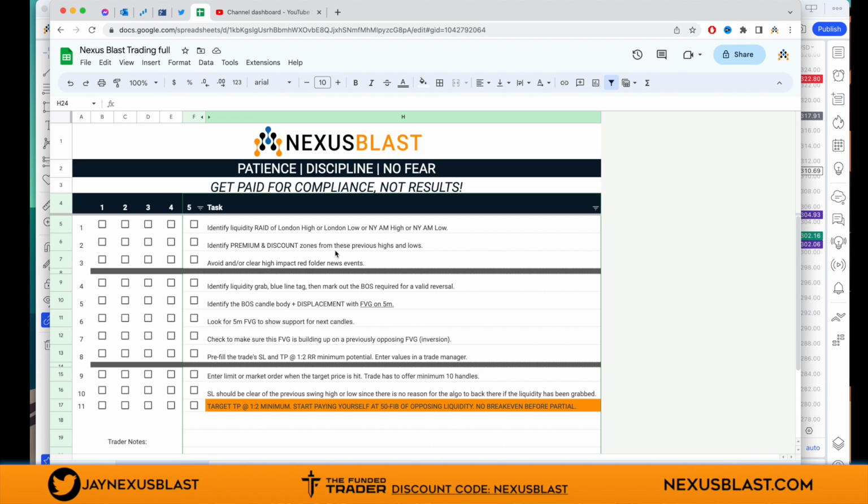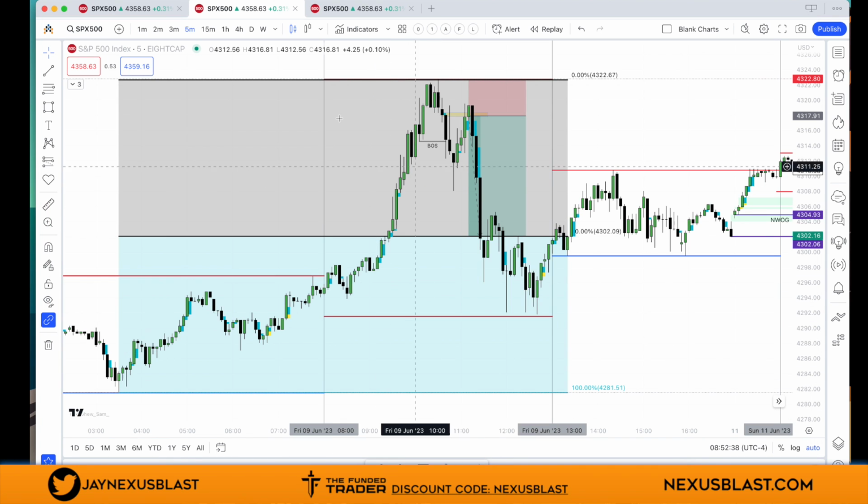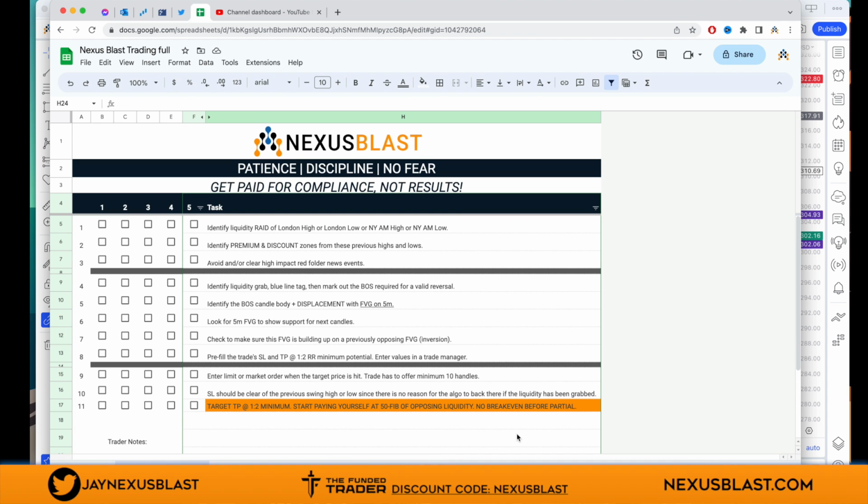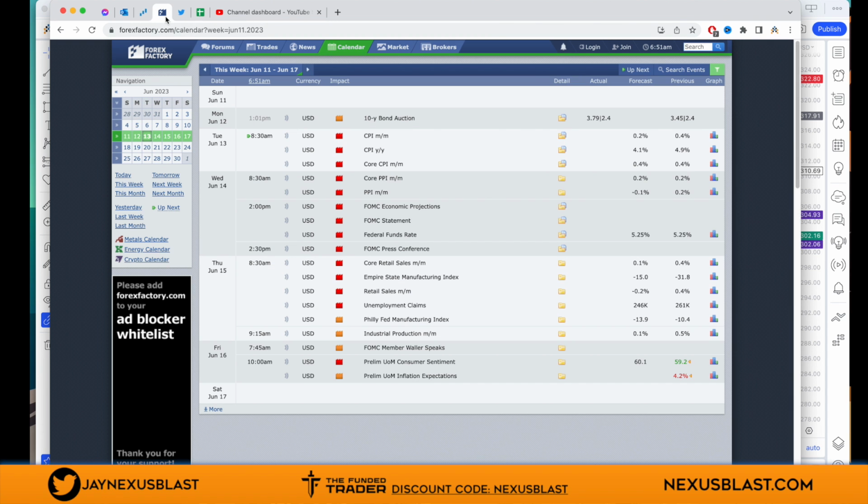Identify premium and discount zones with these previous highs and lows. These are the previous highs and lows, and you have your premium over here and you have your discount over here. So ICT teaches to take shorts in this area and to take longs from this area. Avoid and or clear high impact red folder news events. This is the economic calendar that I use. You have to be on the sidelines for these red folder news.